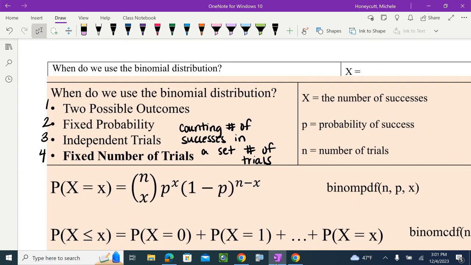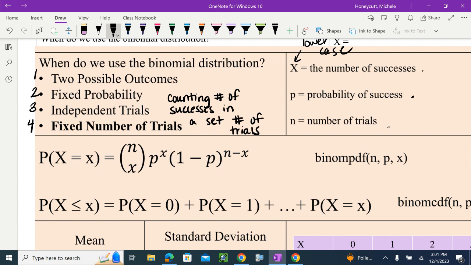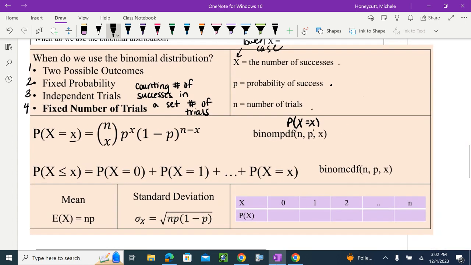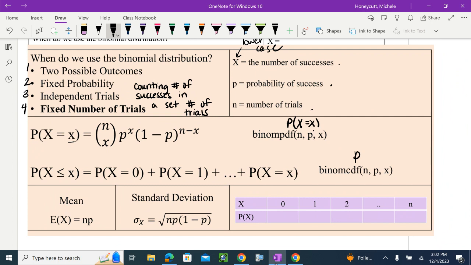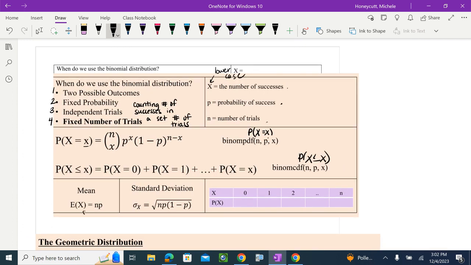So x would be the number of successes you want, p is the probability of success, and n is the number of trials. And so this is a lowercase x, by the way. So we had our formula for calculating a specific value of x, but you can also use binomial PDF. PDF is what you use when you want to find the probability of x equals x. We also had binomial CDF. That's what you use when you want to find the probability that x is less than or equal to x. And then there were formulas for the mean or expected value and standard deviation.